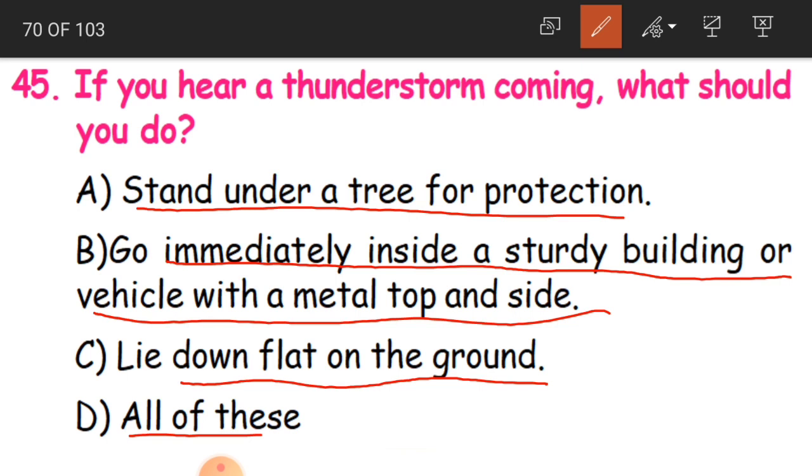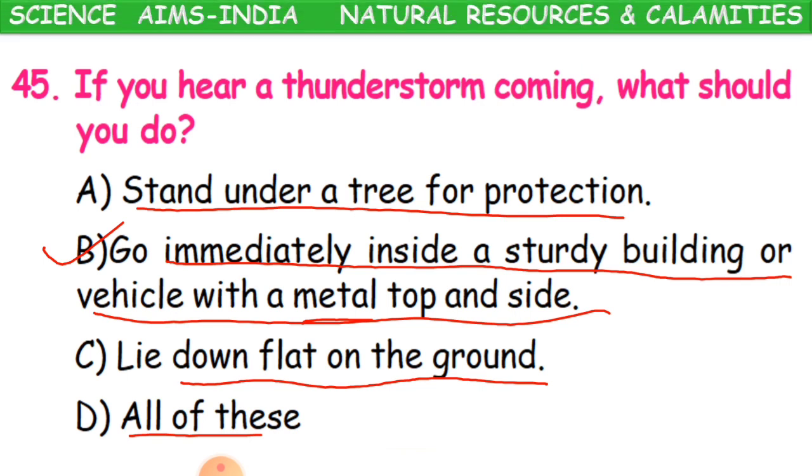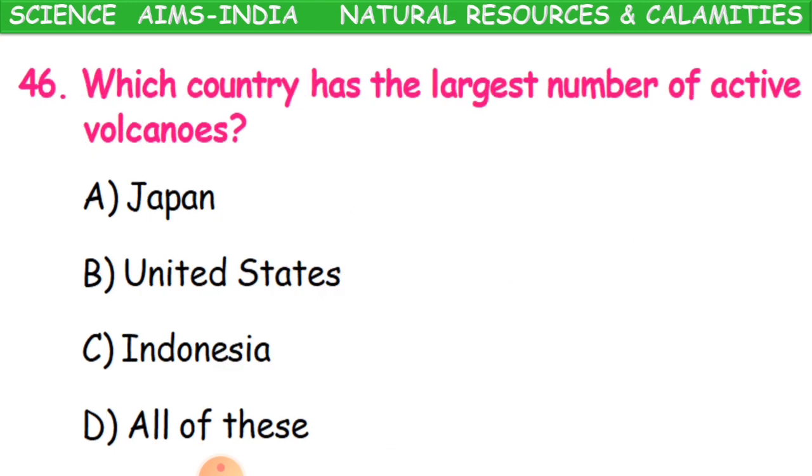Okay children, and the answer here is the B option. B option, that is go immediately inside a sturdy building, a strong building or vehicle which has got a metal top and side, metal top and metal walls, okay, so that you will be protected from this thunderstorm. Clear children? B is the correct answer.